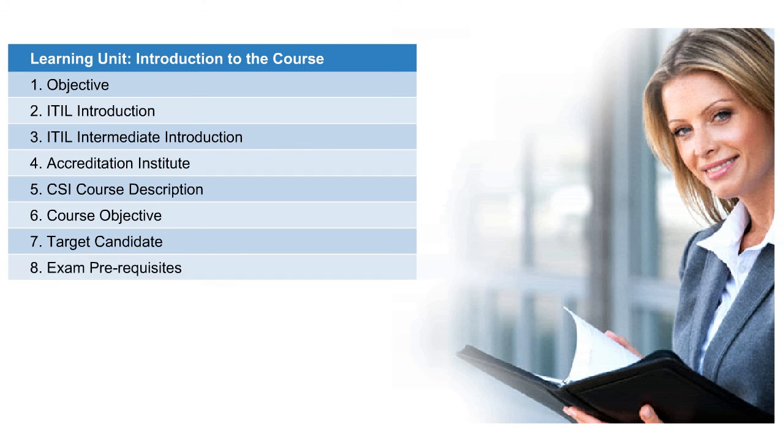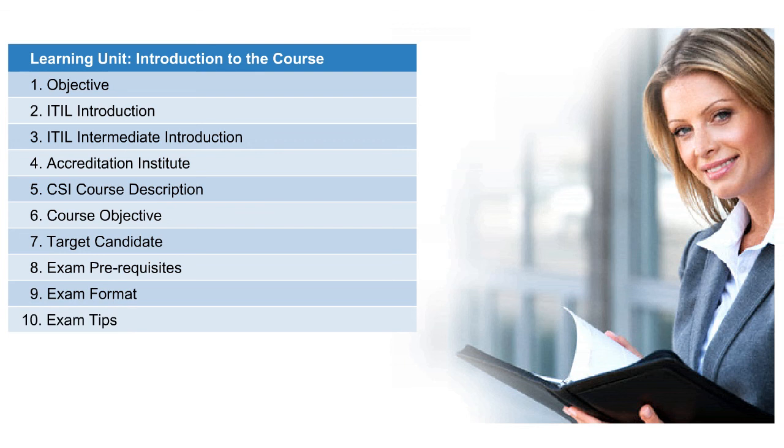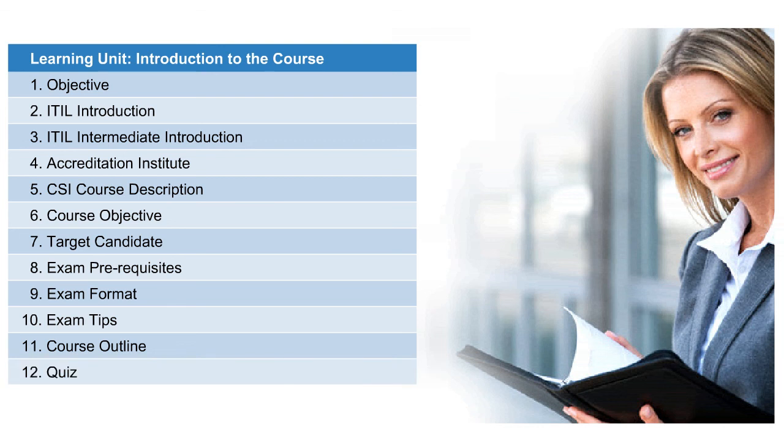Next, moving to the exam section, we will learn about the exam prerequisites, or say the eligibility criteria for attending this course, exam format, and exam tips to help you achieve this certification. Lastly, we will look at the CSI course outline and the duration required for each learning unit, and detail about the quiz provided by Simplilearn at the end of each learning unit. So go ahead and experience this courseware.